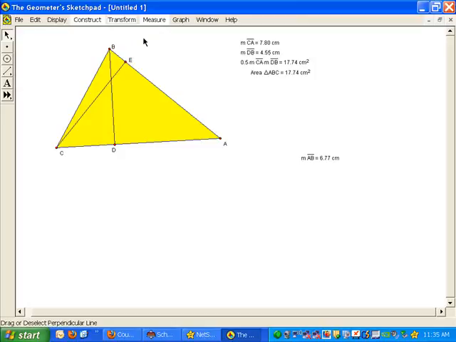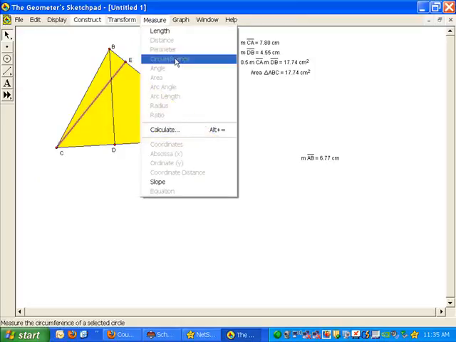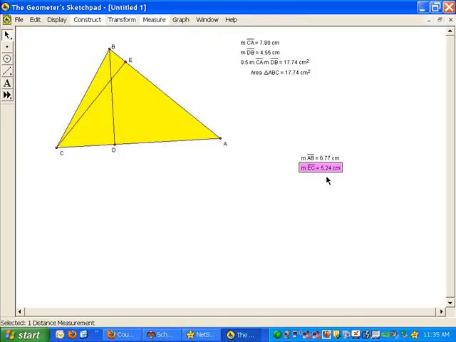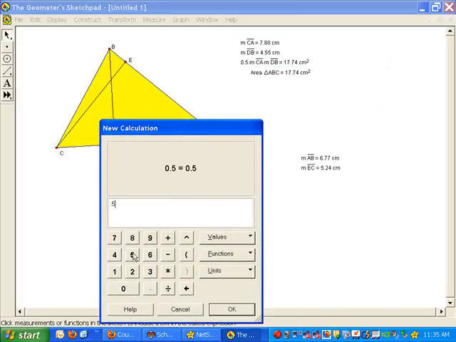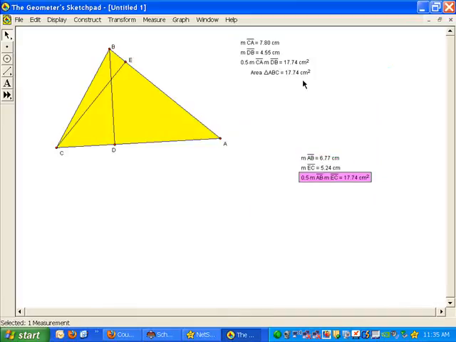And then I can hide that piece. So now EC for me is a perpendicular to AB. If I measure that length, it's 5.24. What I should get is 1/2 the base of 6.77 times the height of 5.24 should also equal 17.74 for me. So let's take a look at that calculation. Is it true that 1/2 times the base times the corresponding height is equal to 17.74?